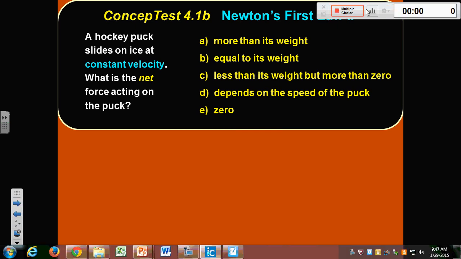A hockey puck slides on ice at constant velocity. What is the net force acting on the puck? Is the net force more than its weight, equal to its weight, less than its weight, more than zero, depends on the speed of the puck, or zero? This is the net force.